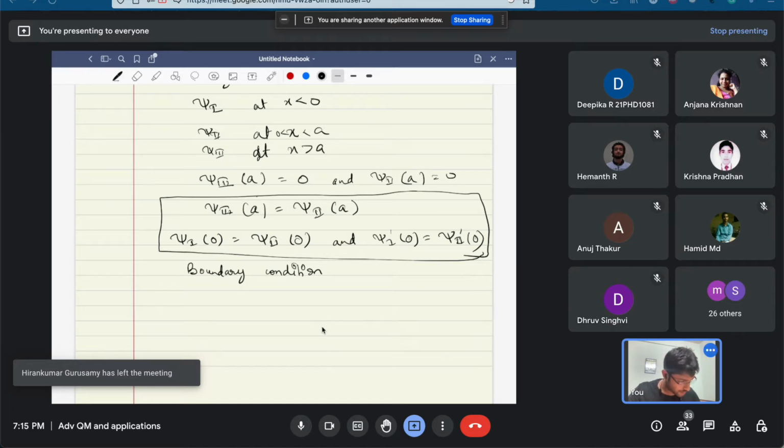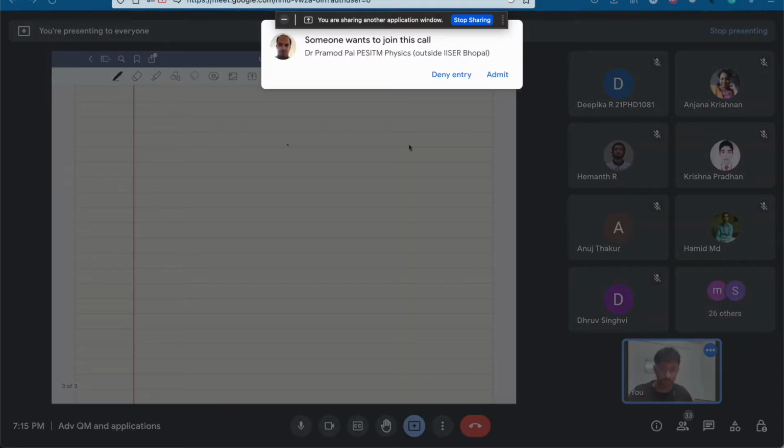Now once we have this, we have the boundary condition. Now I should add a page. Right. Sorry.